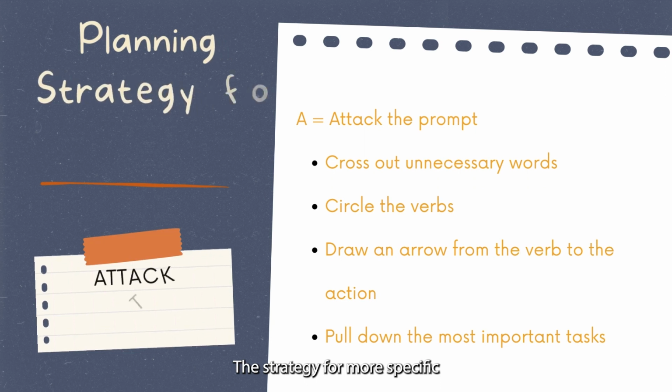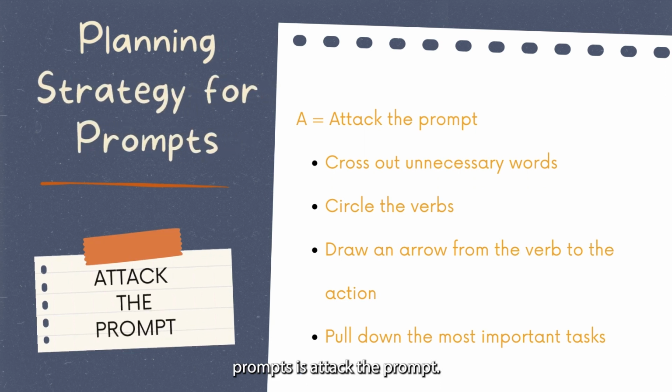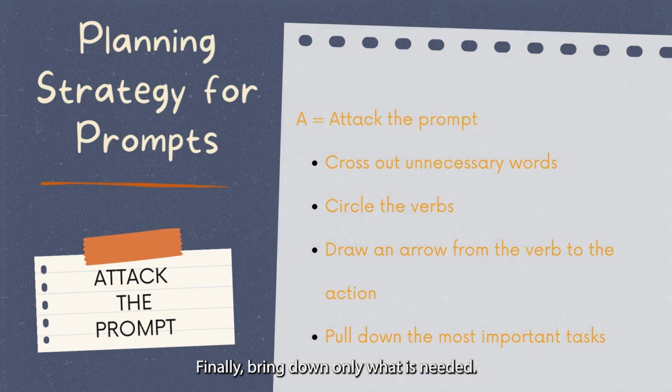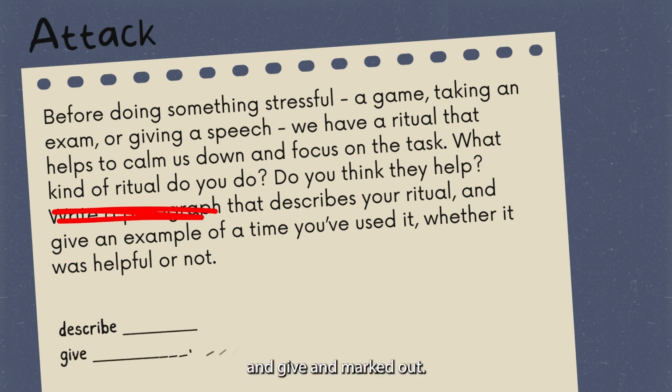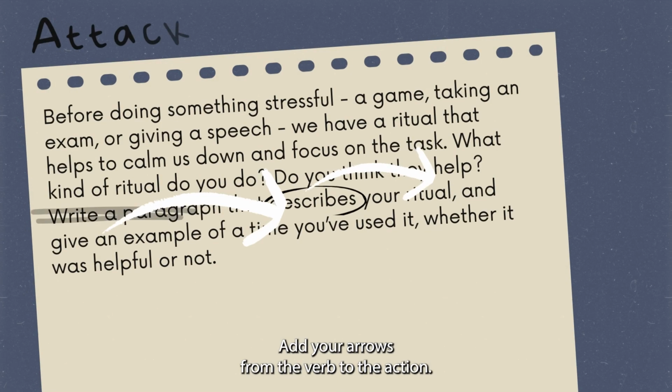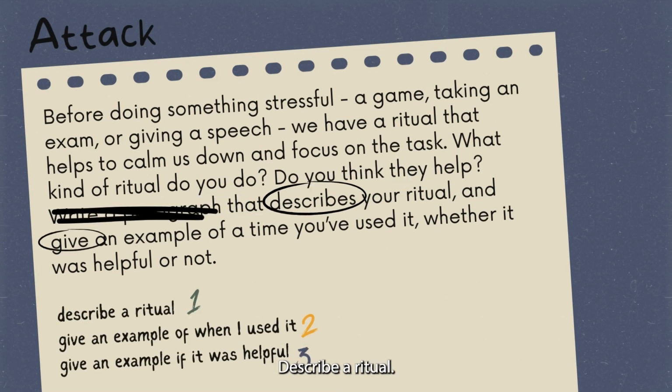The strategy for more specific prompts is attack the prompt. This is a Kelly Gallagher strategy. Circle the verbs, draw arrows to the action, and mark out anything unnecessary. Finally, bring down only what is needed. Found the verbs, describe and give. I marked out write a paragraph because it's unnecessary. I drew arrows from the verb to the action. Describe a ritual. Give an example of when I used it. Give an example of when it was helpful.